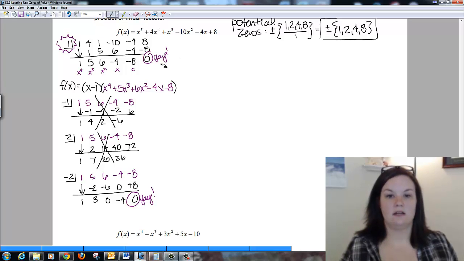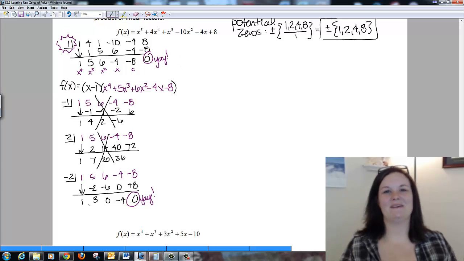I just realized my other yay looks like something else, so I'm going to rewrite that so that it doesn't look like that. Yay. There we go. That's better.